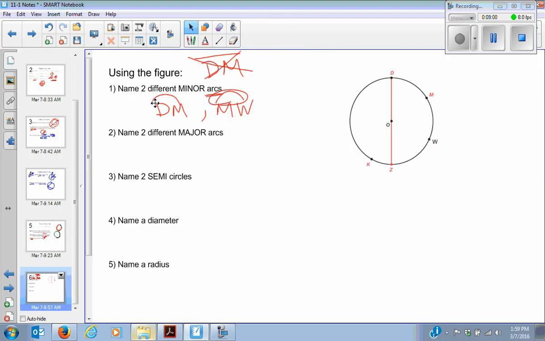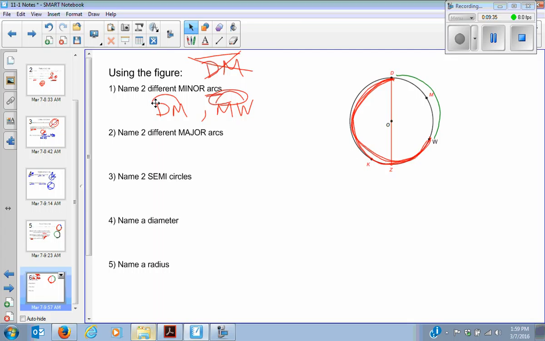All right, 2 different major arcs. Now, major arcs have to be over the halfway. So if I want to do that, I could not label just from D to Z. It has to be past that. So notice, I want to show the person which way I'm going. So if I want to go from here all the way to W, how does the person know that I'm talking about going this way and I'm not talking about this minor arc, which is DW? How do they know the difference between that?